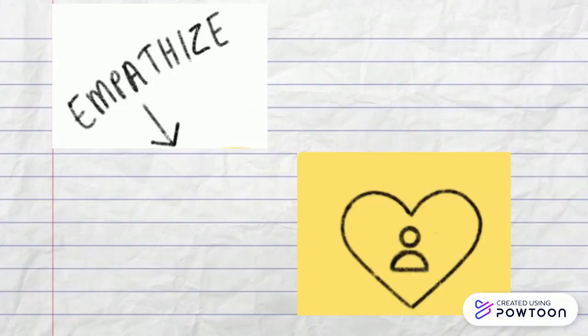The first step in the design thinking process, which is a process that helps us solve a problem, is to empathize. Empathize means to think about how somebody is feeling. We are going to empathize with the main character in the story we read. We're going to think about how you would feel if you were them.